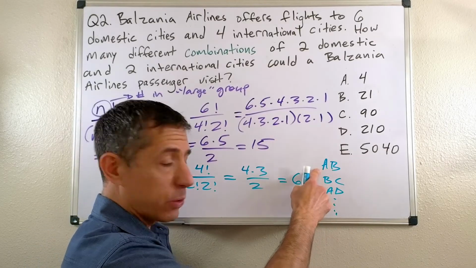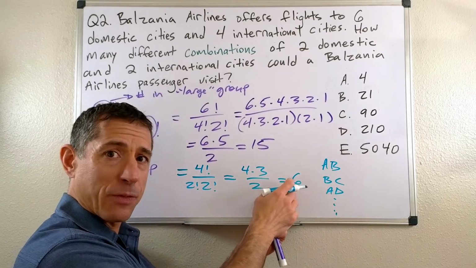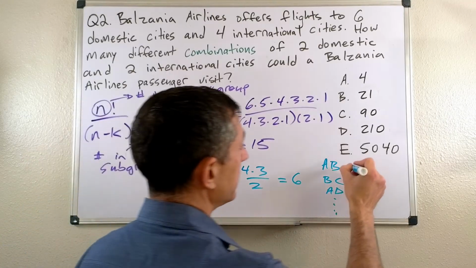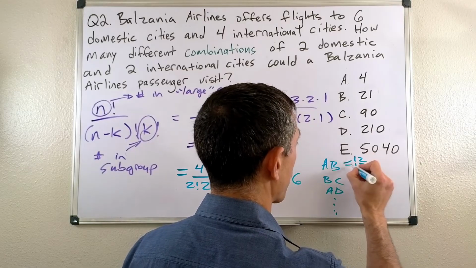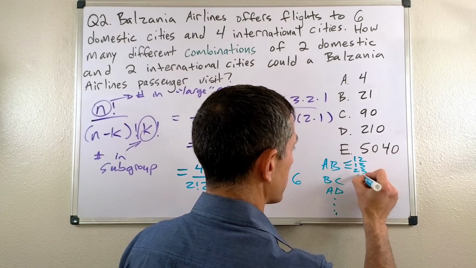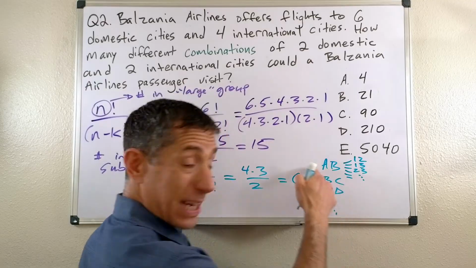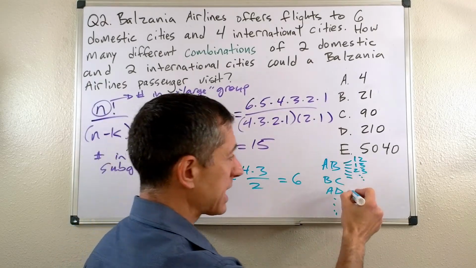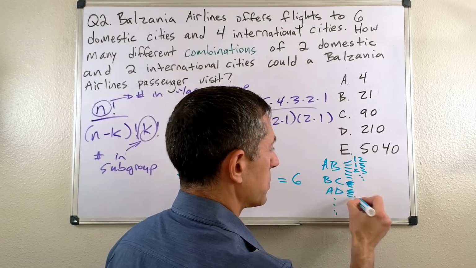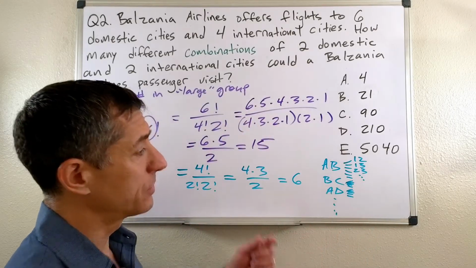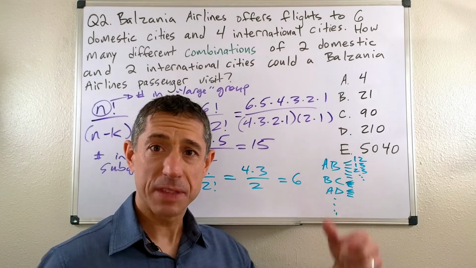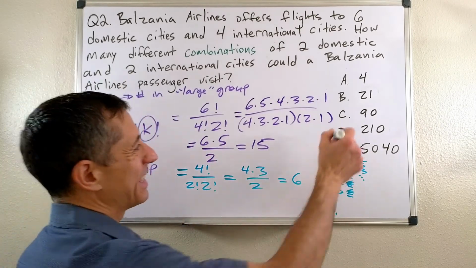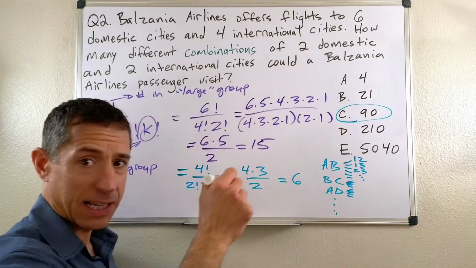For each of those pairs, I've got 6 different pairs of international destinations. So if those have numbers on them, I could have 1, 2, or 1, 3, or 2, 3, and so on. So for each pair of domestic destinations, I have 6 different pairs of international destinations. So what am I doing here? Am I adding or am I multiplying? As soon as you hear that phrase, for each of these, you're multiplying. 15 times 6, that's going to give you 90, and that's our answer.